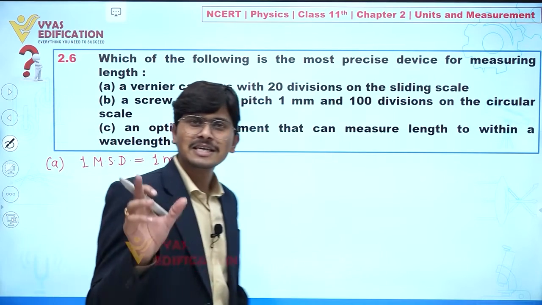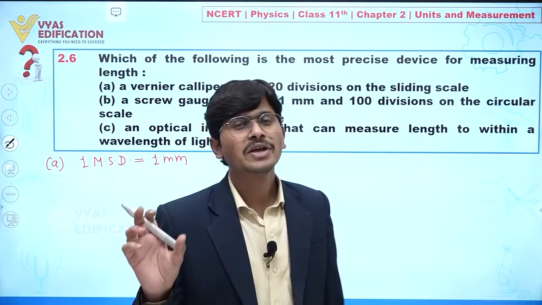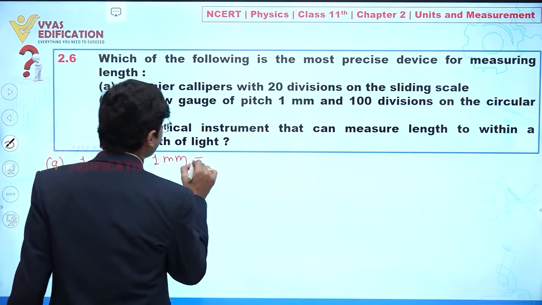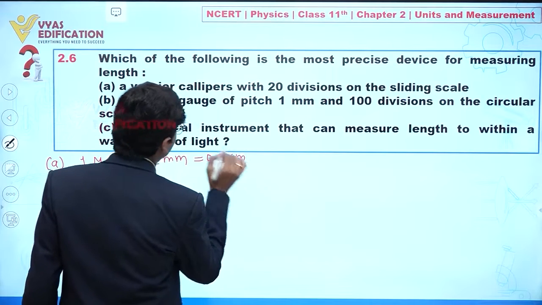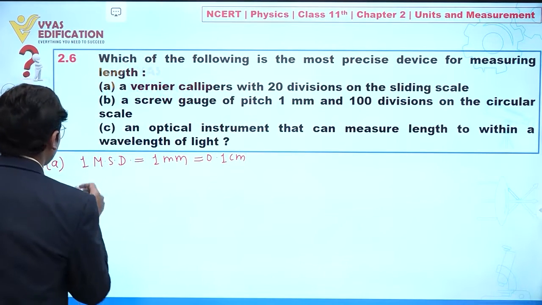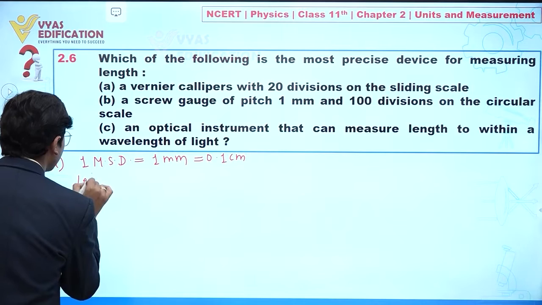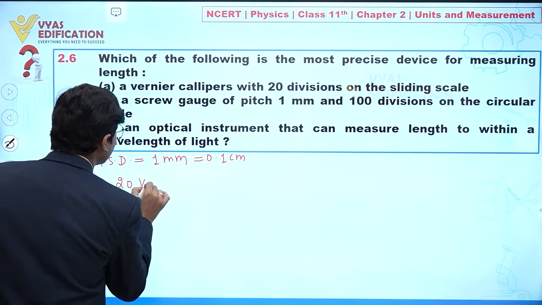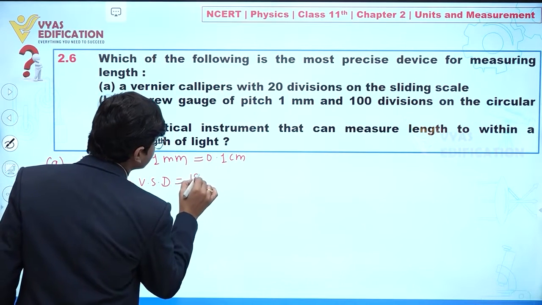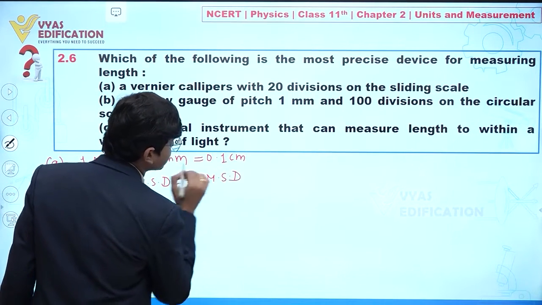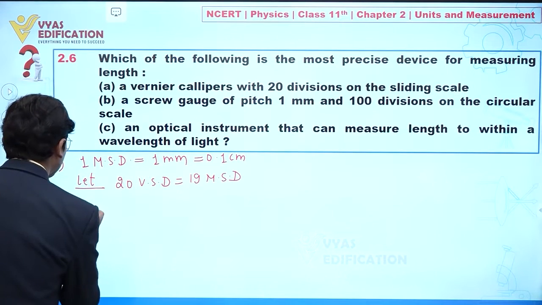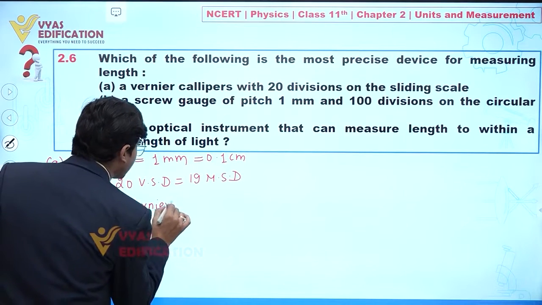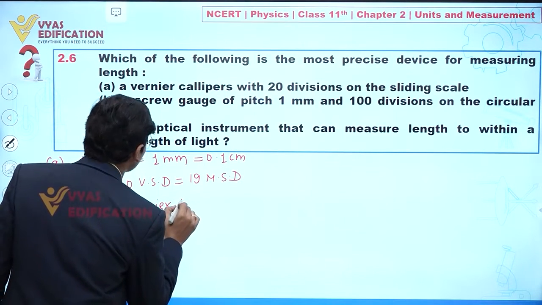In 1 centimeter scale, we have total 10 division. If we divide 1 by 10, we will find 0.1 centimeter, and that is equal to 1 mm. So from here we can say, let's suppose, if nothing is given, I am just assuming, let's suppose 20 vernier scale division, actually this is coinciding with 19th main scale division. So from here we can find least count of vernier caliper.